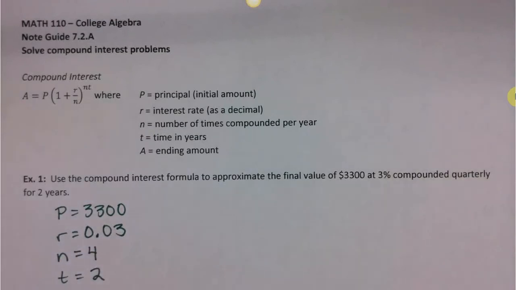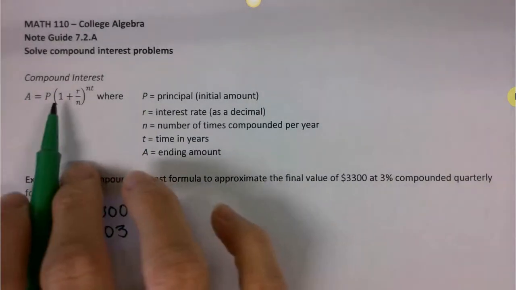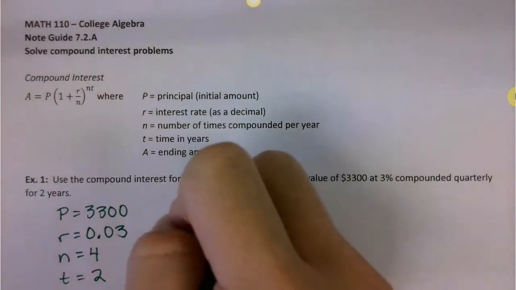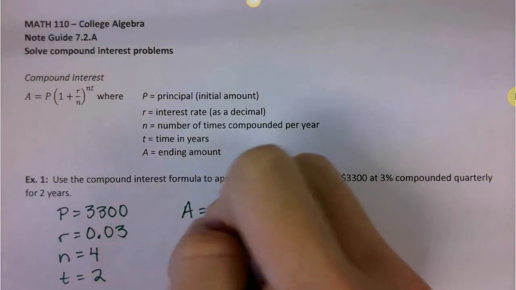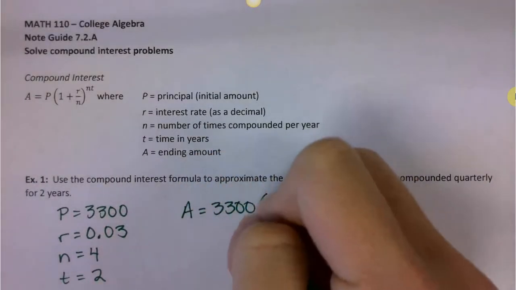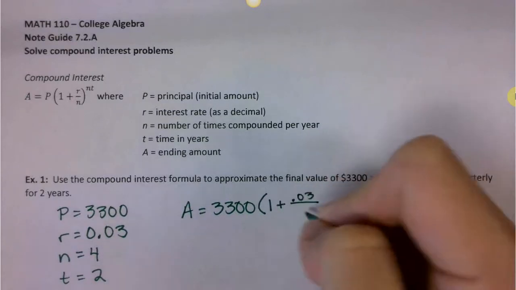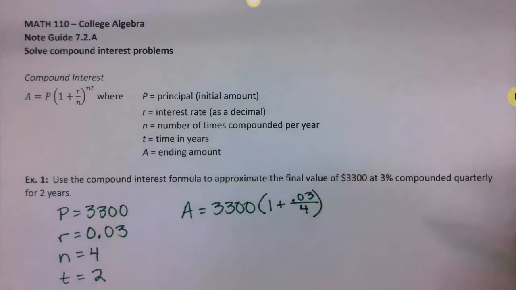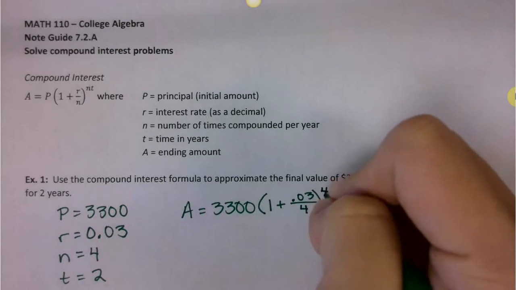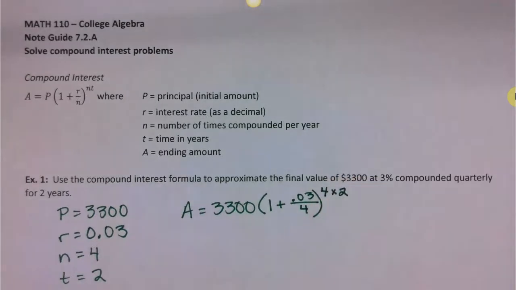And then we just need to plug all of those values into the appropriate places in the formula. So A equals P is 3,300 times (1 plus R is 0.03 divided by N is 4) raised to the N is 4 times T is 2.